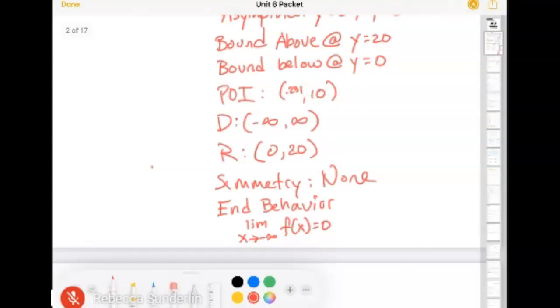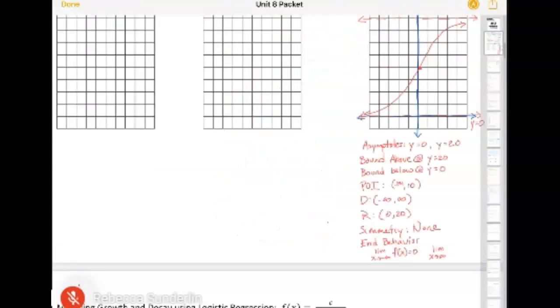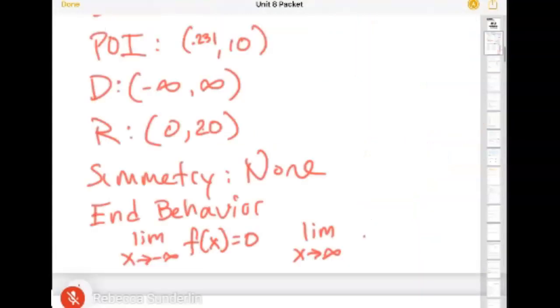And then you go the other way as well. What is the limit as x approaches infinity? Or in other words, what is your end behavior as x approaches infinity? 20. Y approaches 20. So you would write f of x equals 20. That's your limit as x approaches infinity.